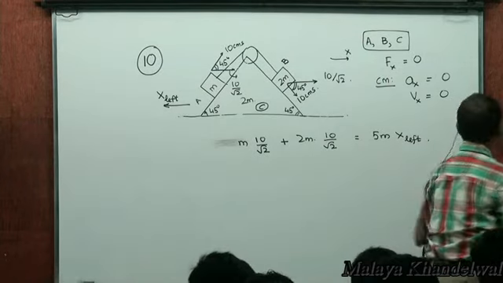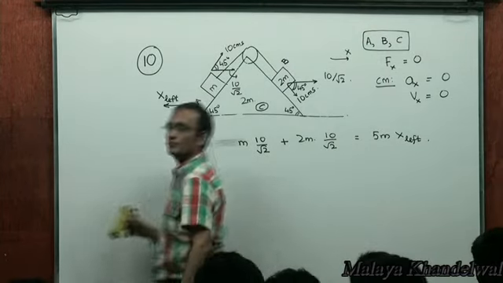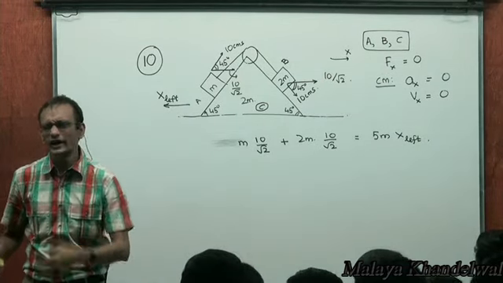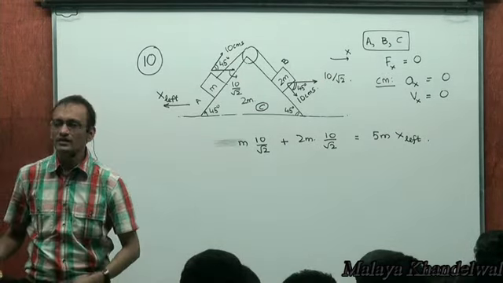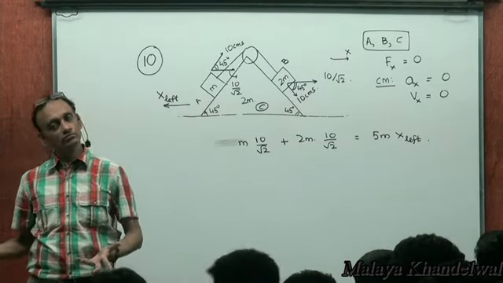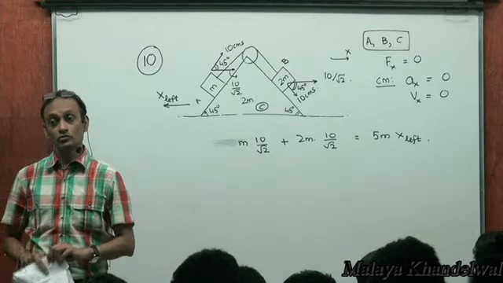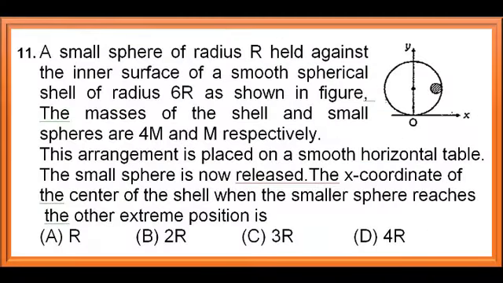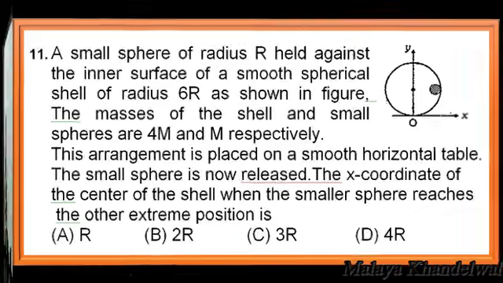Let's look at 11. Otherwise, the x coordinate would not have remained preserved. Then you would conserve linear momentum in the x direction. That is what you would do, right? The next problem.